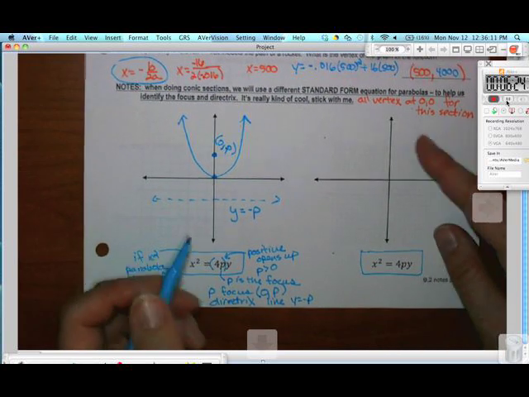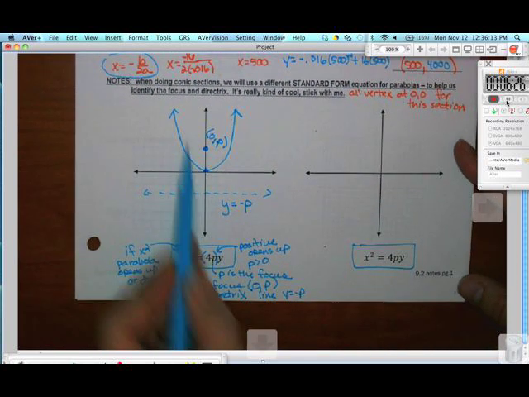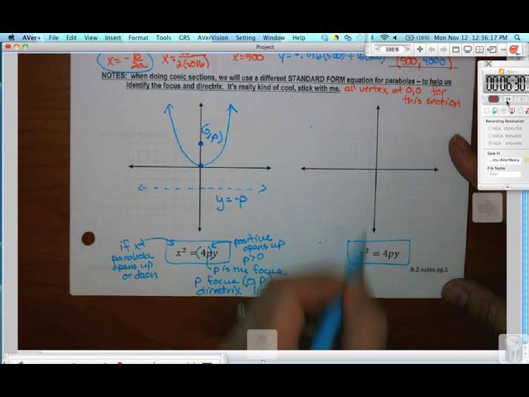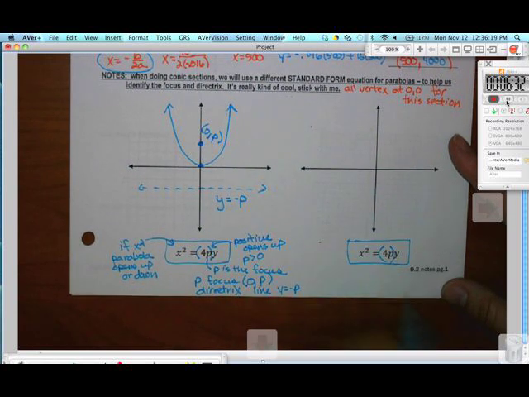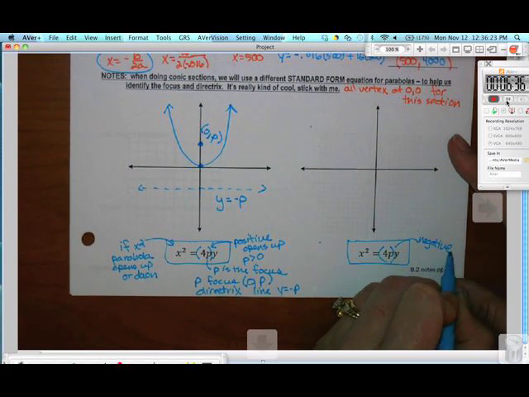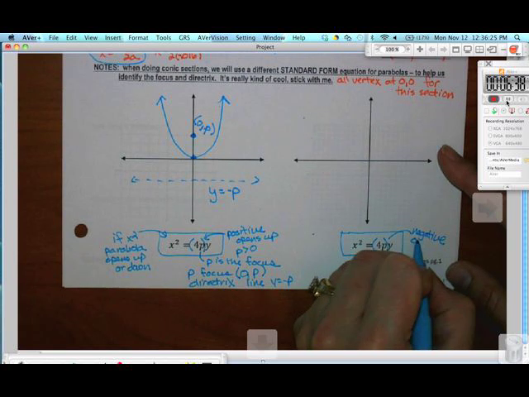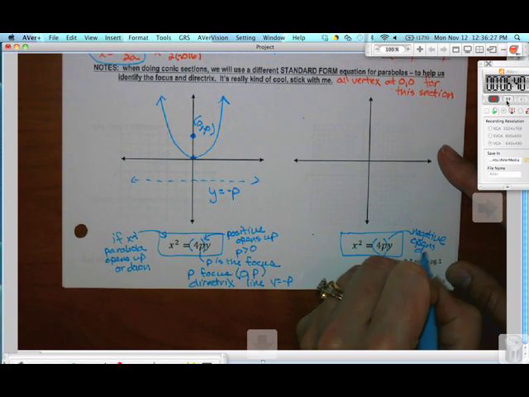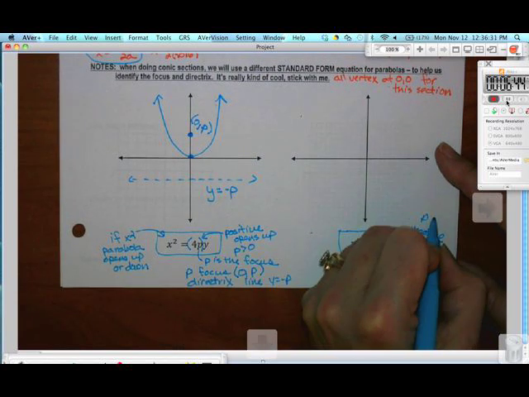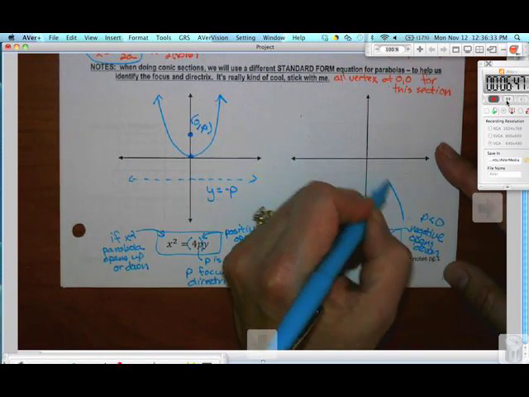So here is the opposite of what we had here. This one opens up. This is all the same stuff. It's x squared, which means it either opens up or down. But when 4p is negative, it opens down, which means that p was less than 0. So I'm going to go ahead and sketch that right now.